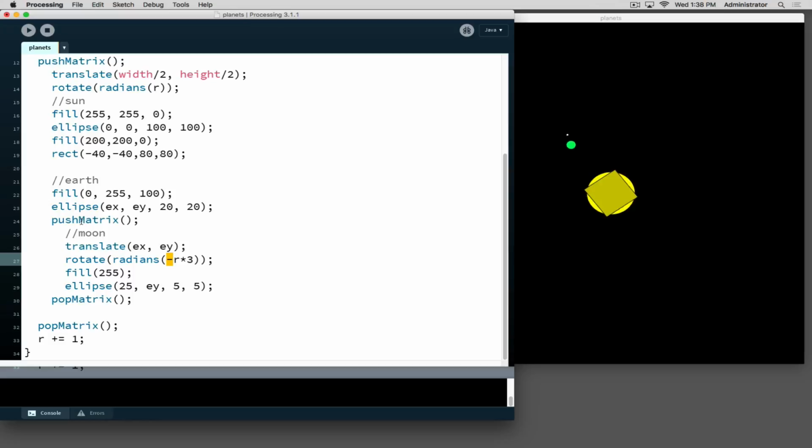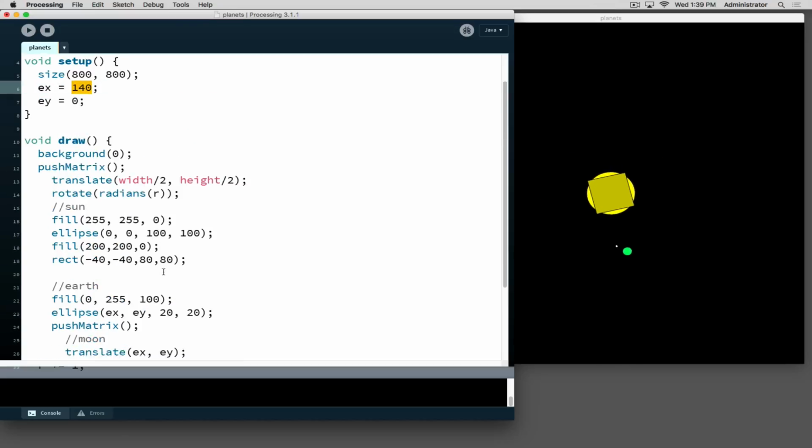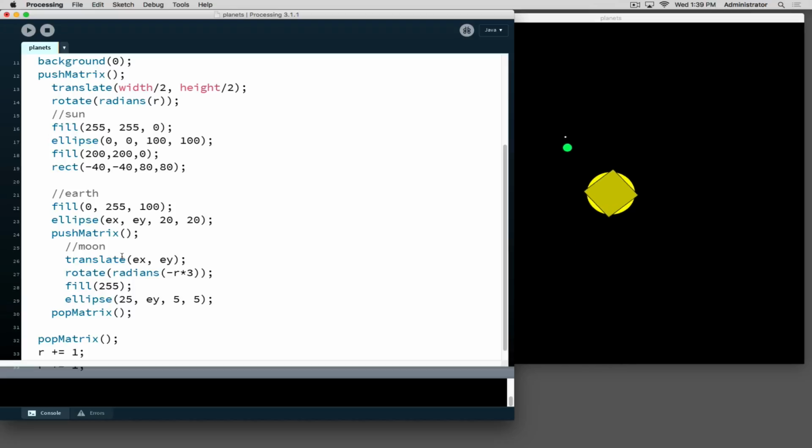Now, with the moon, we translated to a location. And that location is EX and EY. EX of 140, EY of 0. Now, as we look through what's happening here, EX and EY happens to be Earth X and Earth Y. So we drew the Earth.